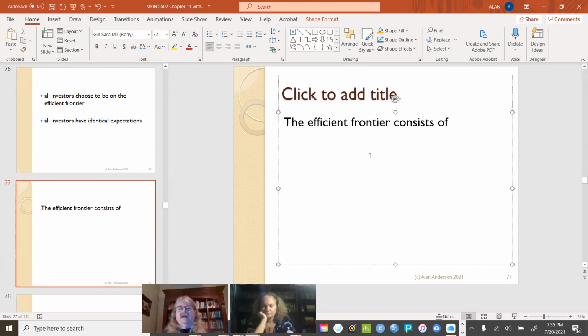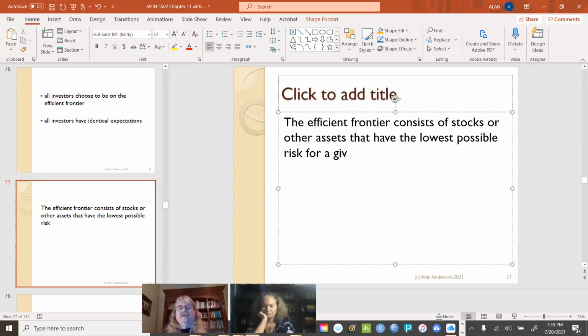Consists of stocks or other assets that have the lowest possible risk for a given rate of return. Okay, so in other words, if you can imagine, let's say we think about 8% as our rate of return. Whatever assets can give us that return with the lowest possible risk could be considered efficient. So the efficient frontier consists of all the stocks or assets that give us the lowest amount of risk for a given level of return.